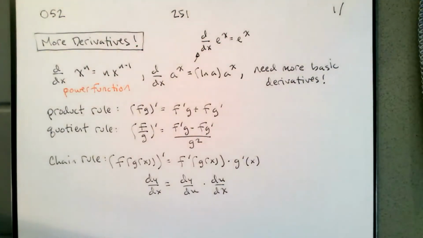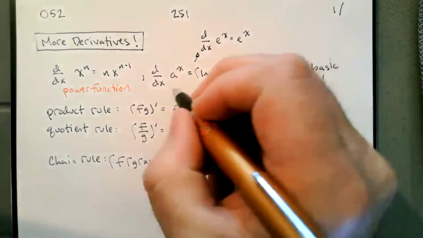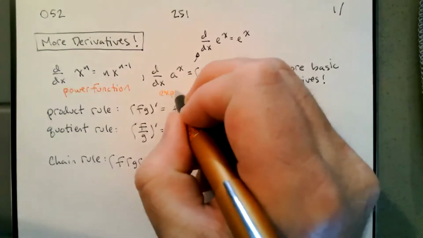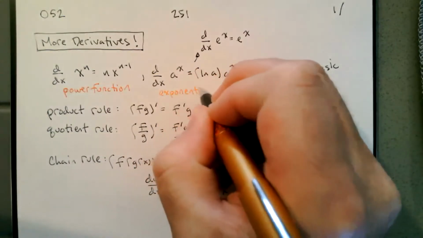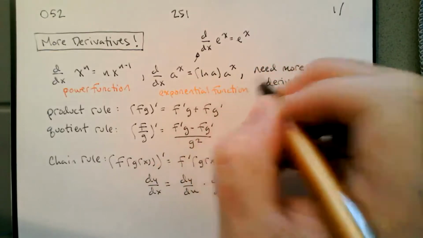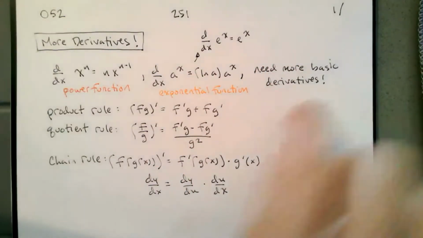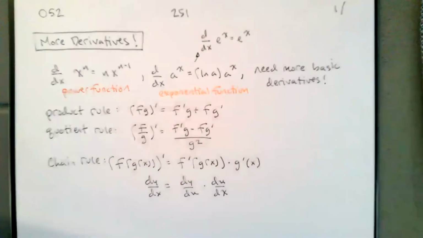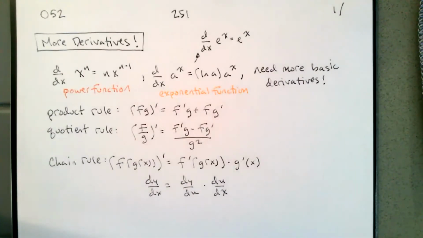So if we make the variable the exponent and the constant the base, then we have an exponential function. So the derivative of an exponential function, also very useful. But we need some more base derivatives. We're going to build on that today. We're going to add some more basic derivatives.